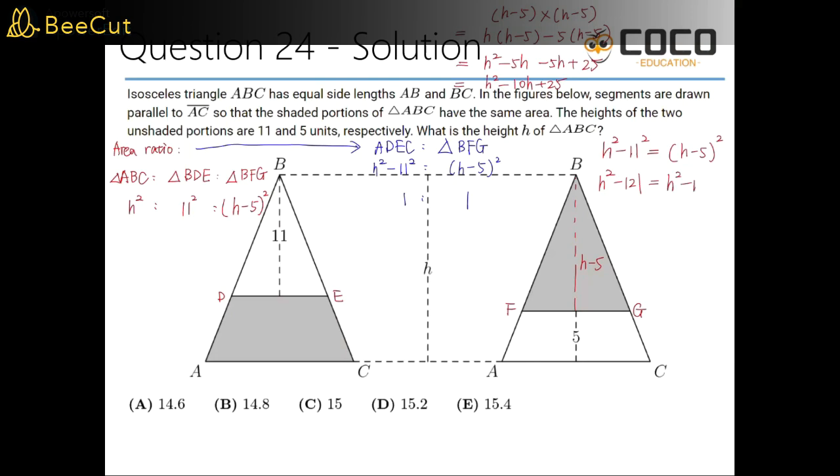So we can write it down here. Now the h square cancel each other. So we can find that 10h equals 25 plus 121. So 10h equals 146. h equals 14.6. Okay. Then this is option A.